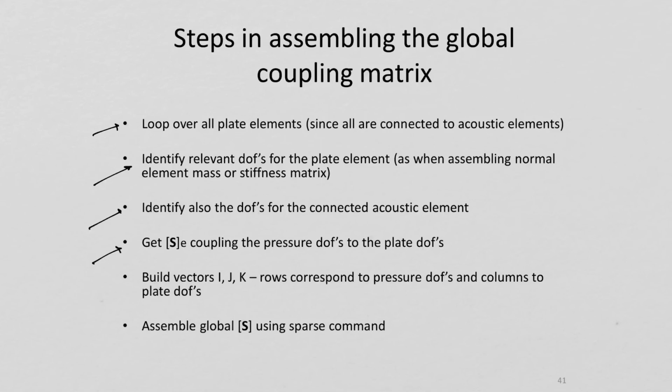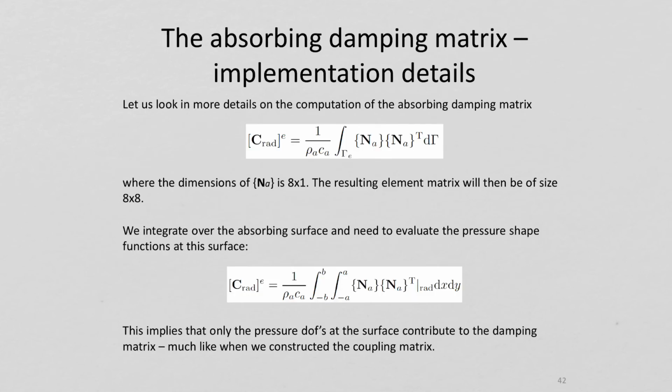And then in order to build up the global coupling matrix, we simply do it in the same way as we do with the global stiffness and global mass matrices. We assemble using the sparse technique that we have developed already. So this is one thing that we need to do today, assemble the coupling matrix. The second part is to assemble and implement the absorbing damping matrix.